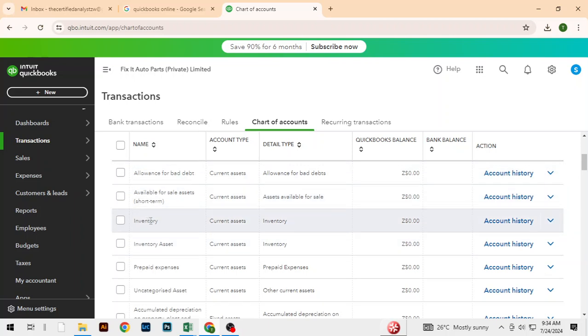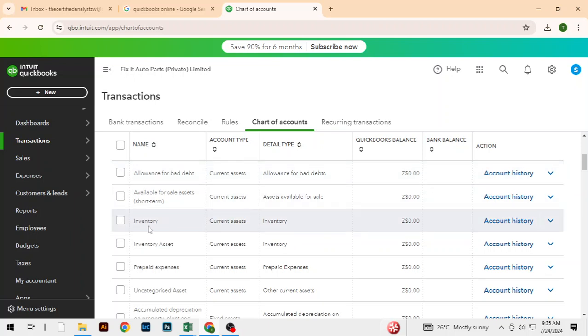Then the allowance for bad debt is charged in the profit and loss, right, as an expense. And in fact, the increase is an expense and the decrease is treated as income. Then that same allowance for bad debt reduces the balance of accounts receivables in the balance sheet. And then we've got the inventory.